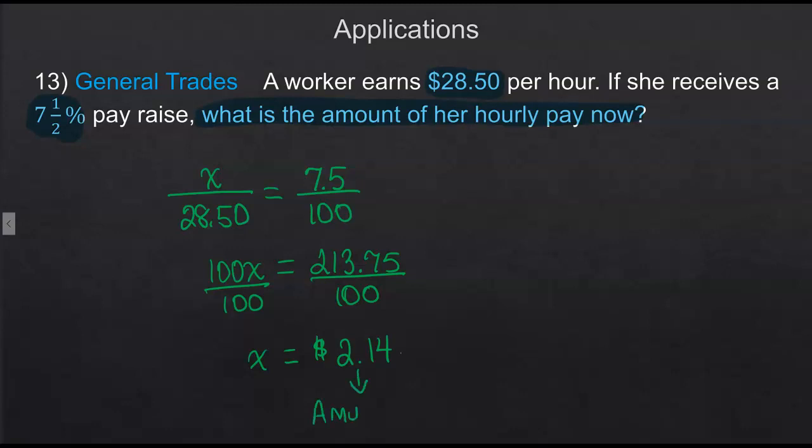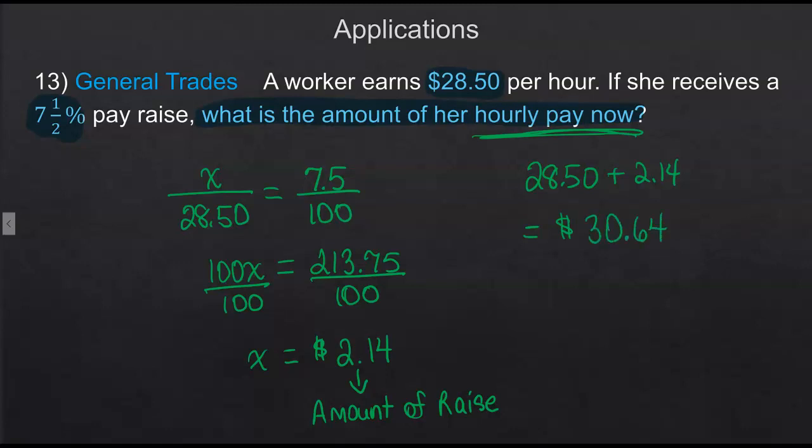Let's do this. And then we have to go ahead and add it, right? Because it says, what is her hourly pay now? And that's going to be $28.50 plus $2.14. So now her pay will be $30.64. So always be careful to go back and read your problem.